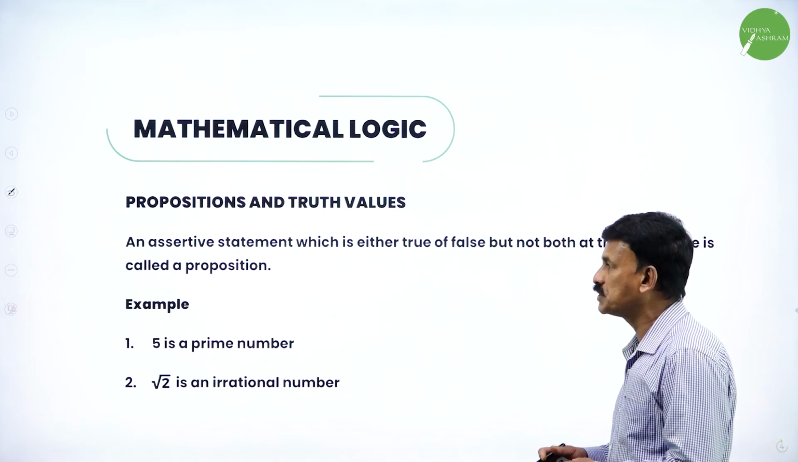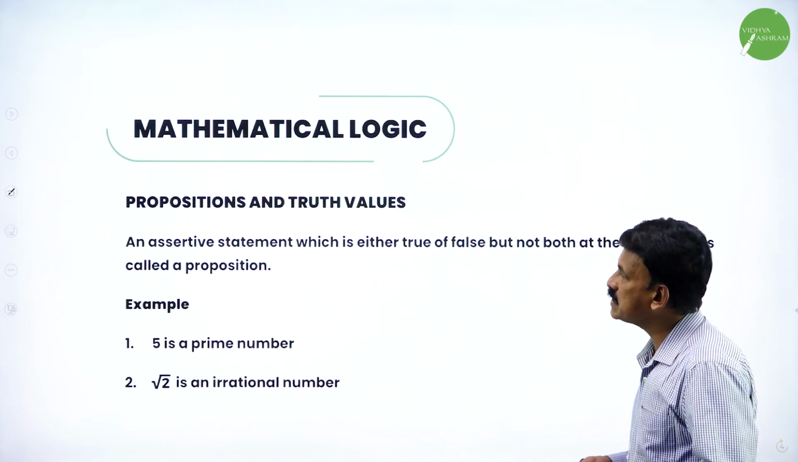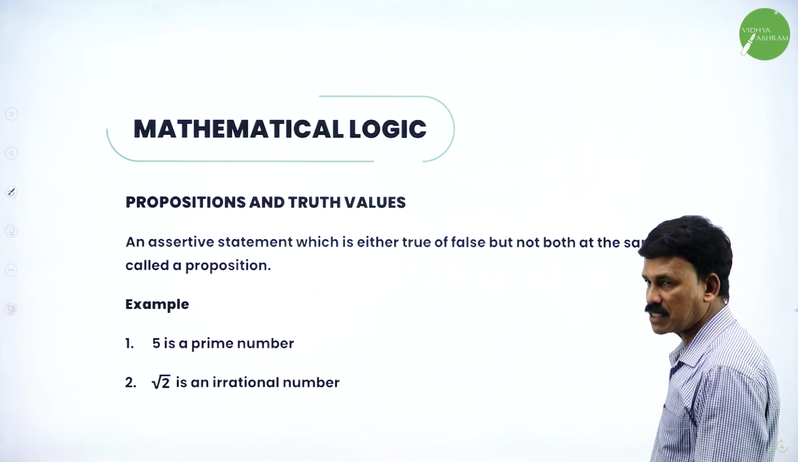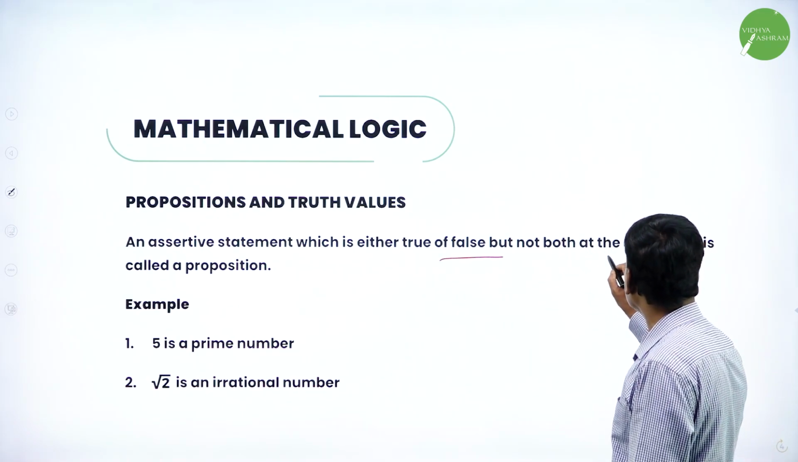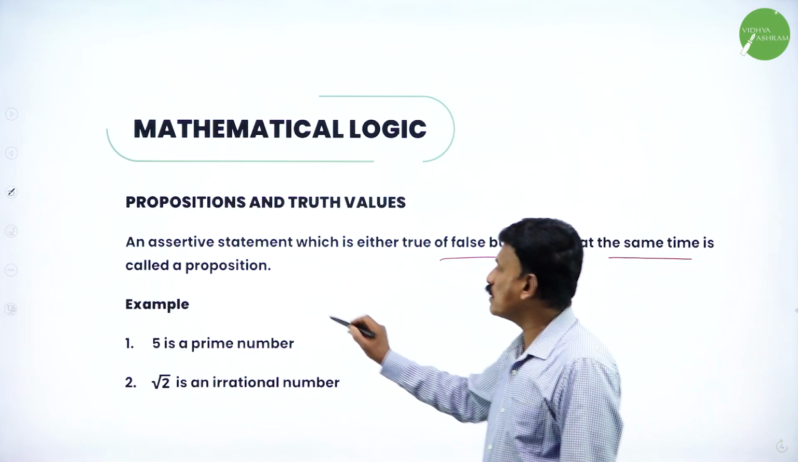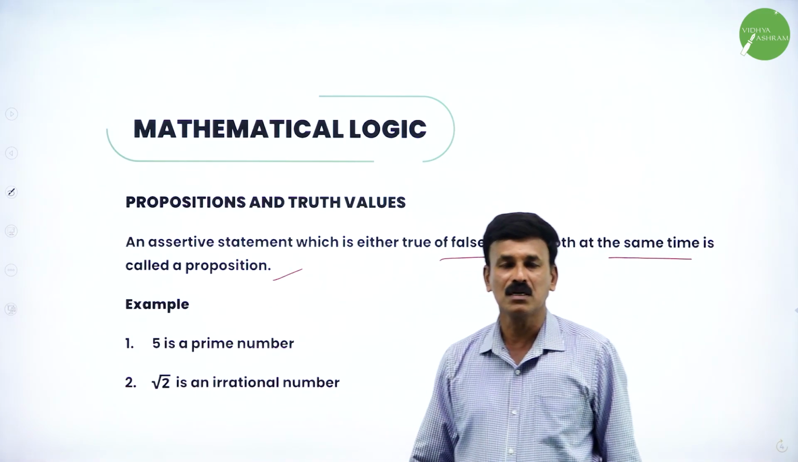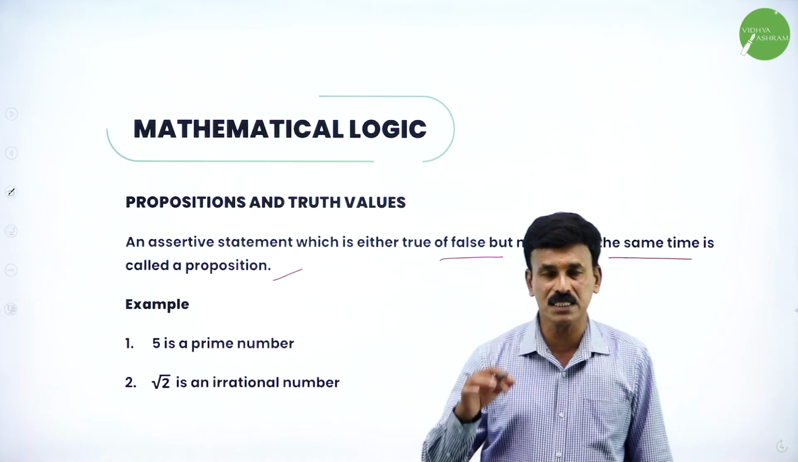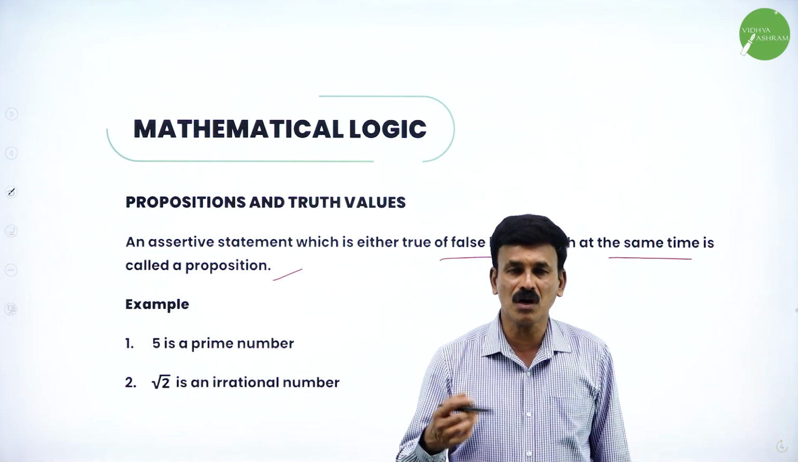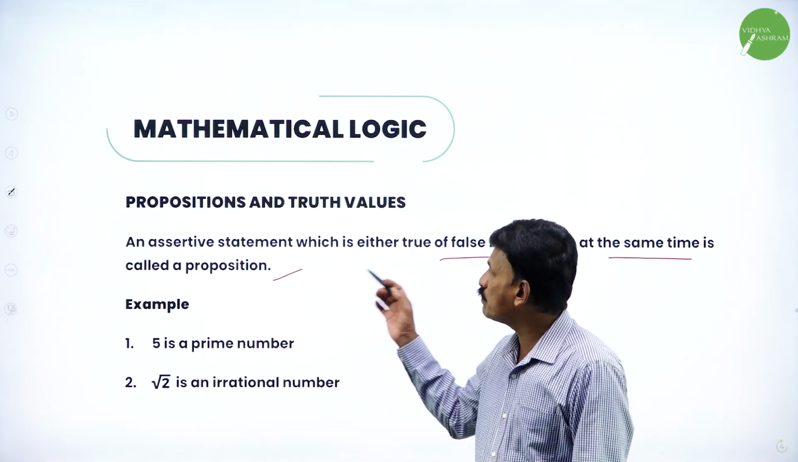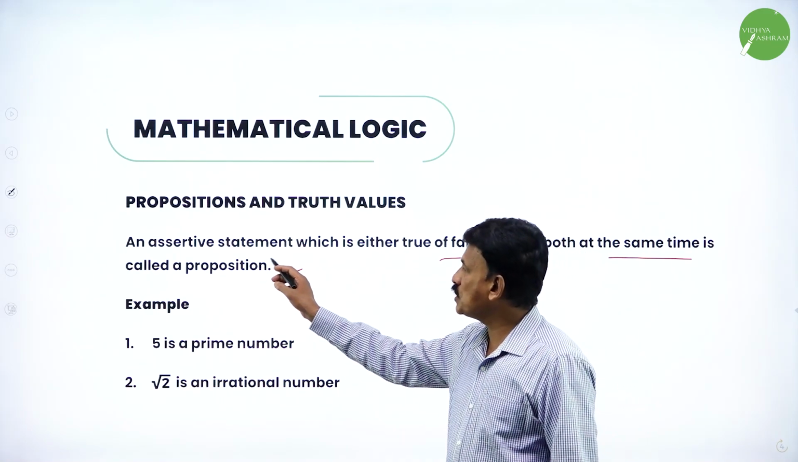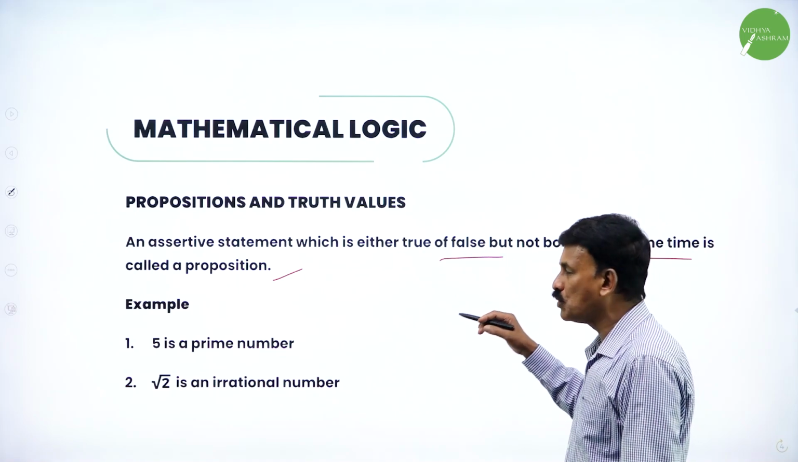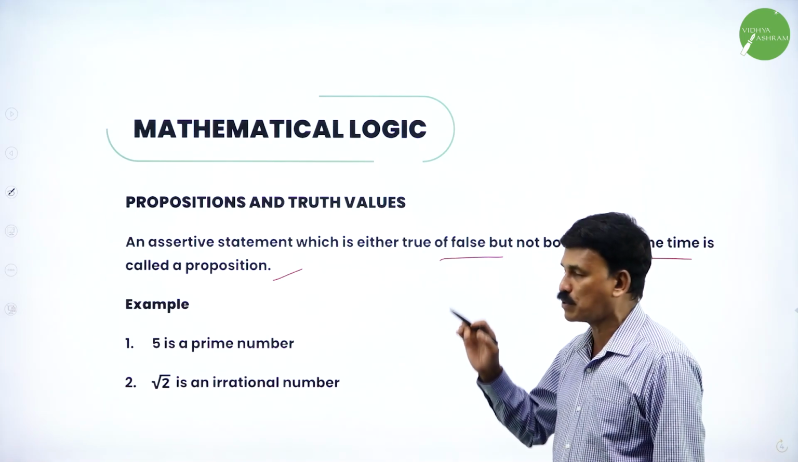What is a proposition? An assertive sentence or a statement which is either true or false but not both at the same time is called a proposition. Any statement or sentence which is true or false is called a proposition. Any assertive statement which is either true or false is called a proposition.